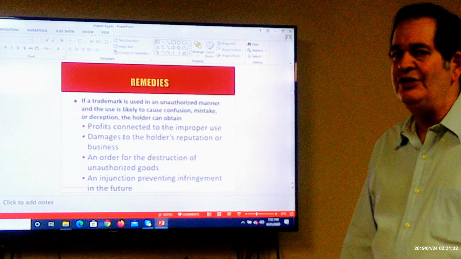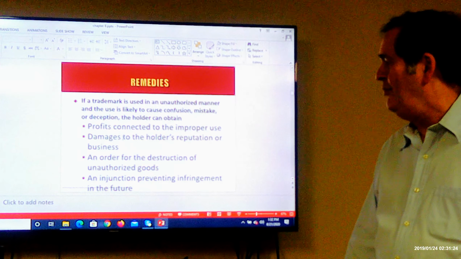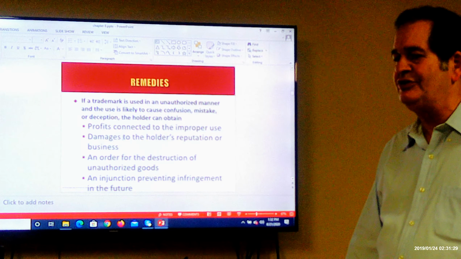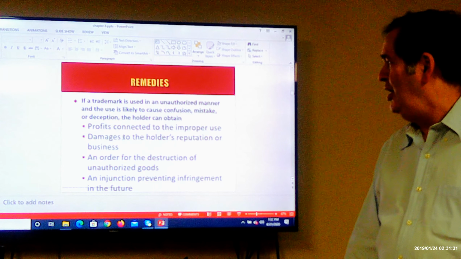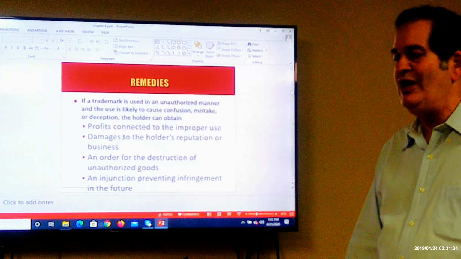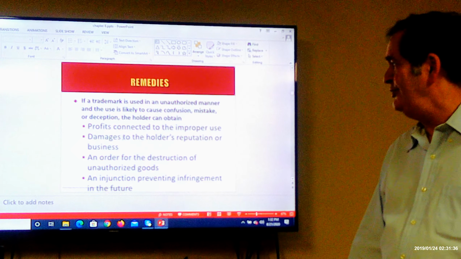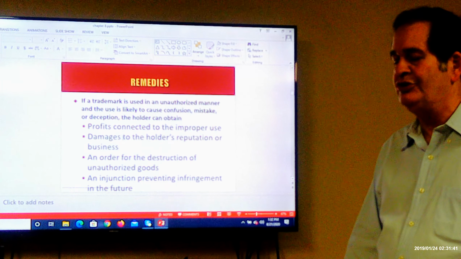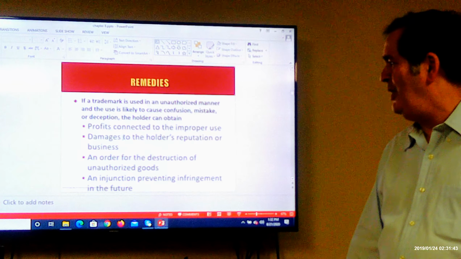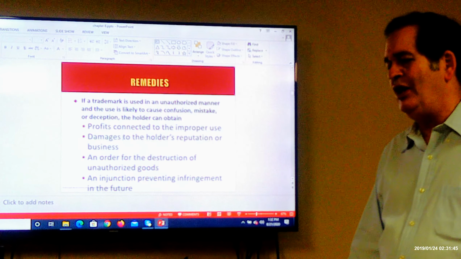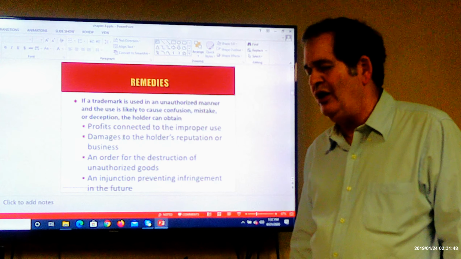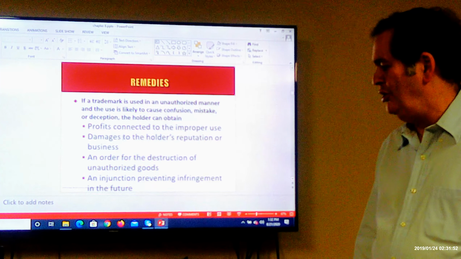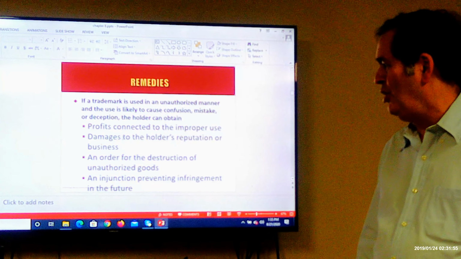So what are your remedies for trademark infringement? Any profits that the violator has accrued as a result, any damages to your reputation or business. The court can order the destruction of those goods that mislead the public, and the court can grant an injunction keeping the other business from using those fake goods with that registration mark.